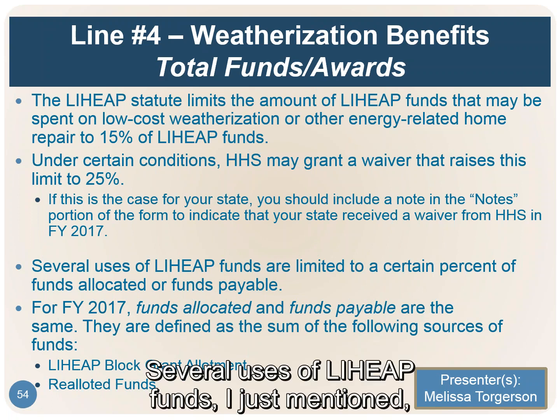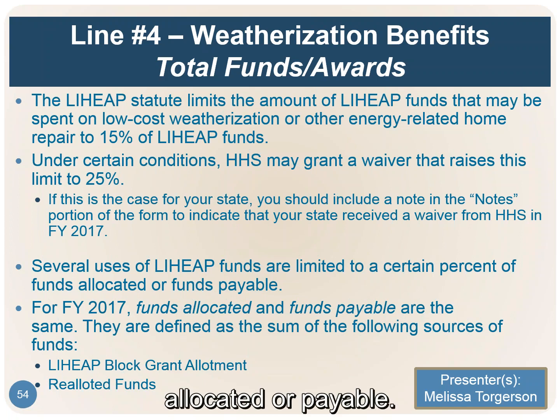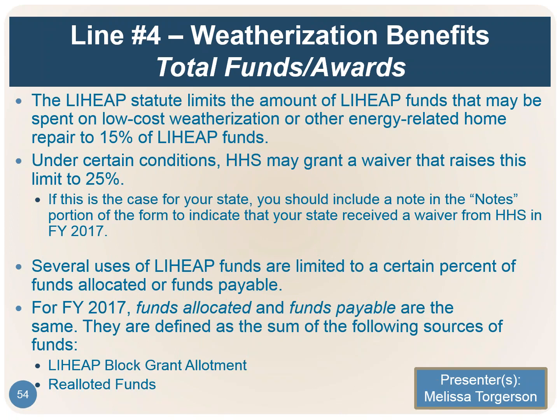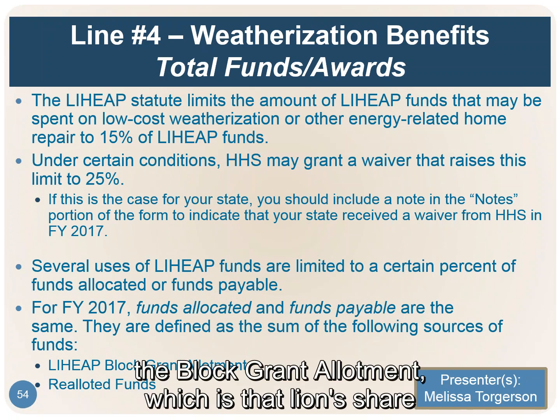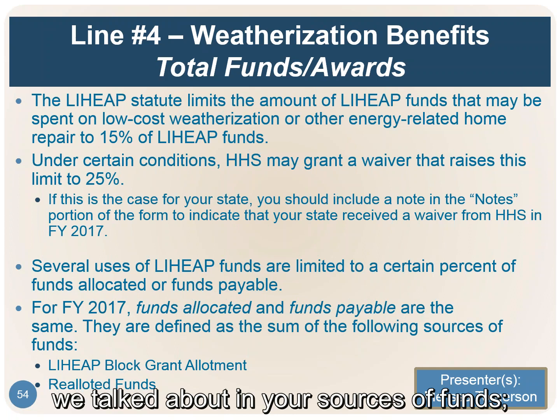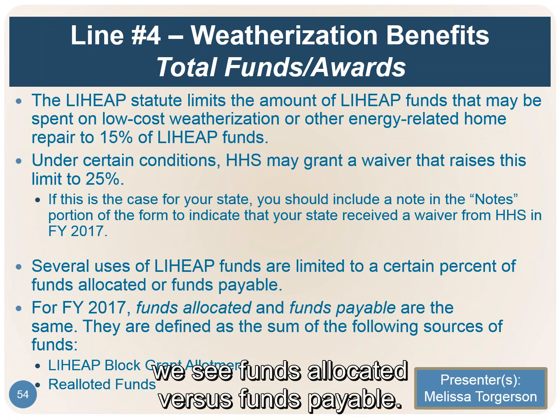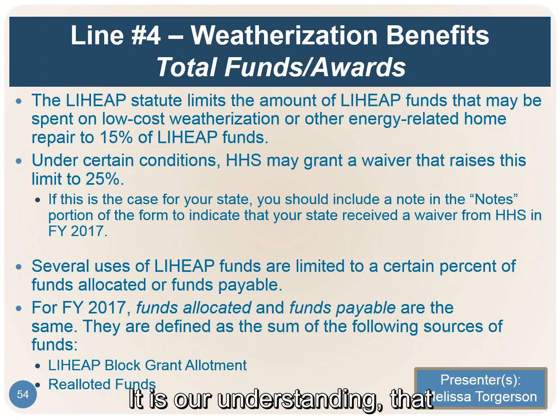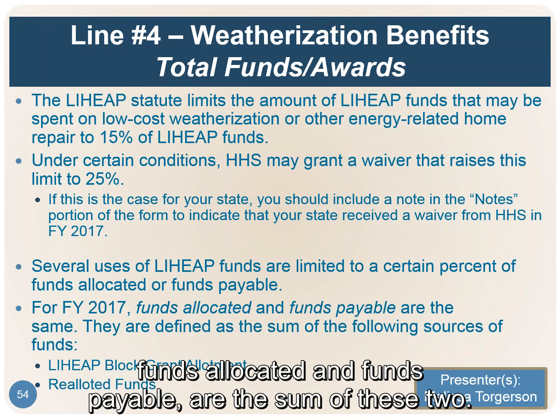Several uses of LIHEAP funds, I just mentioned this, are limited to a certain percent of funds allocated or payable. In 2017, funds allocated and funds payable are the same. They're defined as the sum of the following sources of funds: the block grant allotment, which is that lion's share we talked about in your sources of funds, and reallotted funds. The reason we're putting this in there is that all throughout the statute, we see funds allocated versus funds payable, and we wanted to clarify for grantees what this means. It is our understanding that funds allocated and funds payable are the sum of these two.